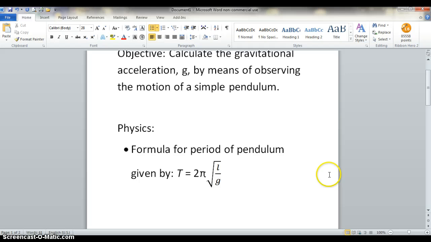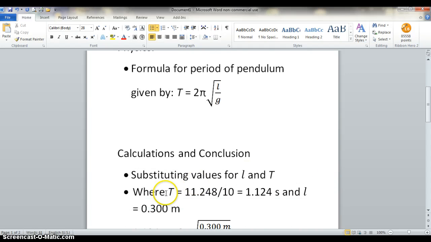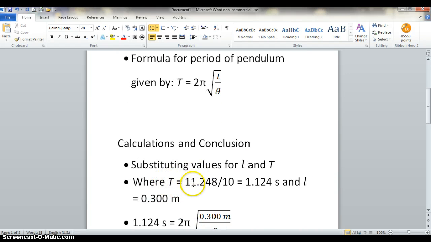So, by calculating the value of T, 11.248 divided by 10, we get the period of one oscillation, which is 1.124 seconds, rounded to 3 significant figures. And L is 0.3 meters.